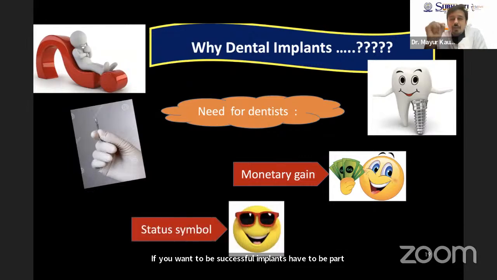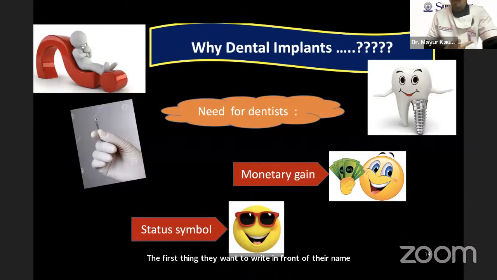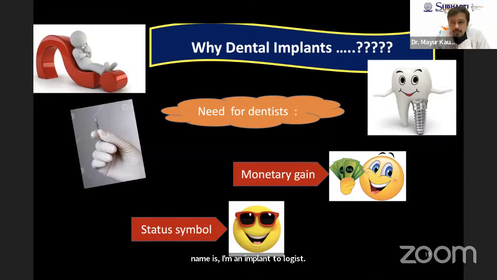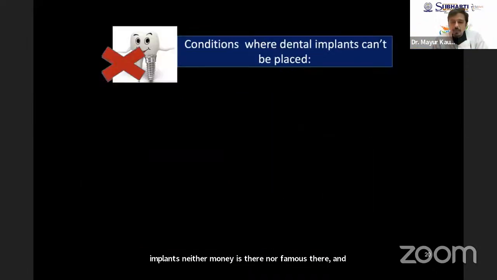The second thing is, of course, status symbol. Gone are the days when people used to flaunt, I am an orthodontist, I am an endodontist, etc. Now, before they even open up the clinic, the first thing they want to write in front of their name is, I am an implantologist. That word implantologist, or dental care and implant center, is what they want to write first. So this is a fact. Without implants, neither money is there nor fame, and success is all but fame and money. This is one thing we have to keep in mind.